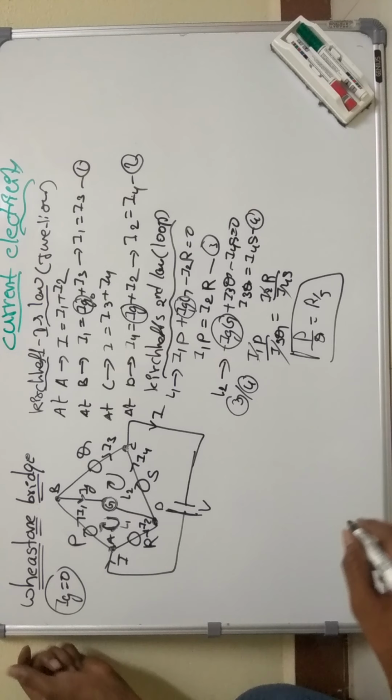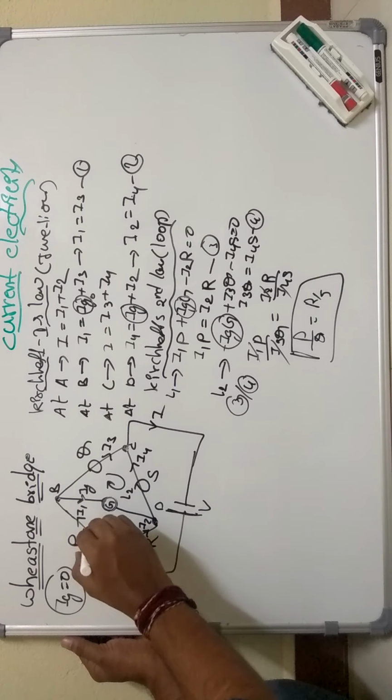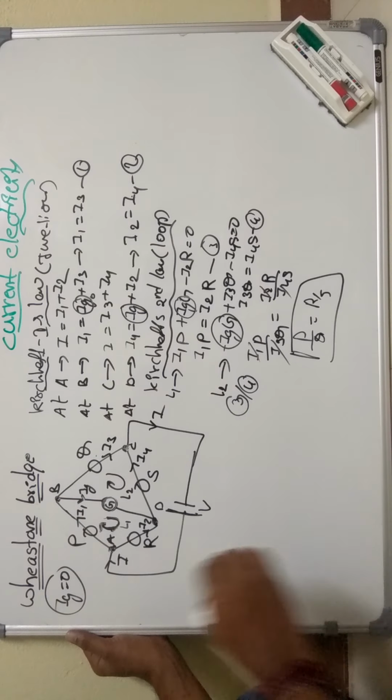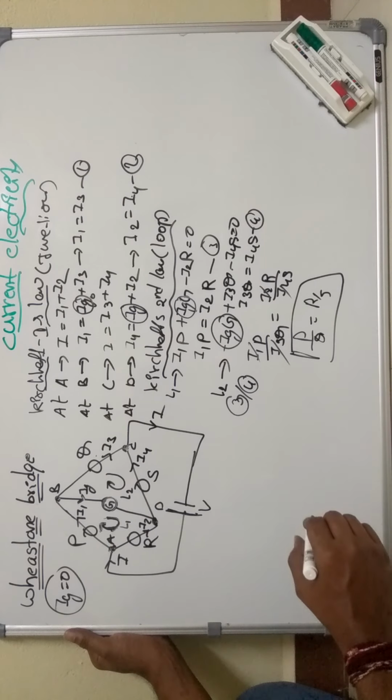So what is the Wheatstone bridge? Wheatstone bridge is an arrangement of four resistances, P, Q, R, S, connected together. We have to calculate one unknown resistance accurately. So this is the brief discussion about the Wheatstone bridge.